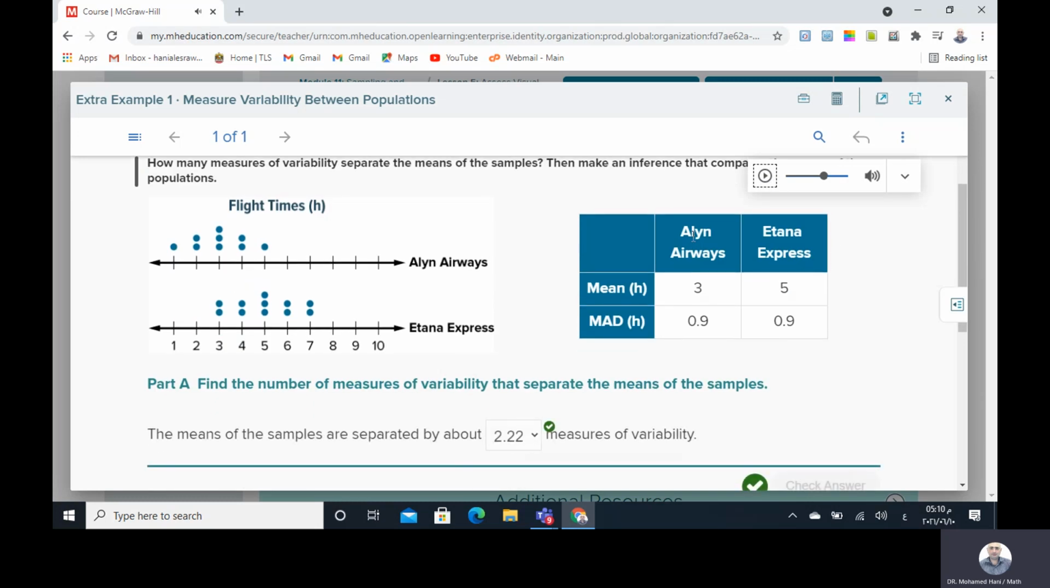As you see, we have the table here. Here we have the first mean, the second mean, and here we have the mean absolute deviation. So first, find the ratio. 5 minus 3 divided by 0.2. 5 minus 3 is 2. 2 divided by 0.2 is 2.22. So the means of the samples are separated by about 2.22 measures of variability.